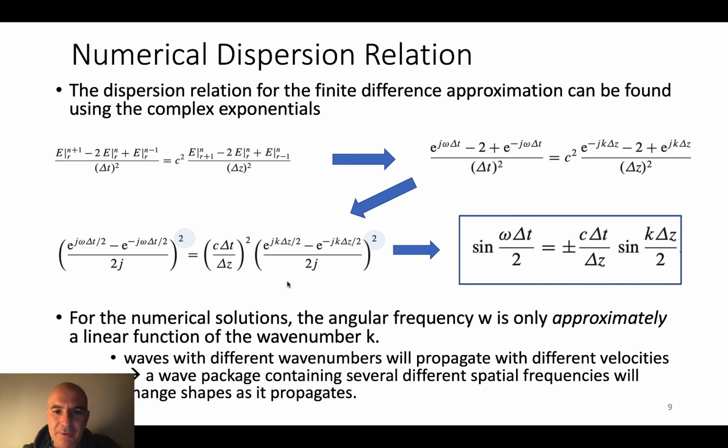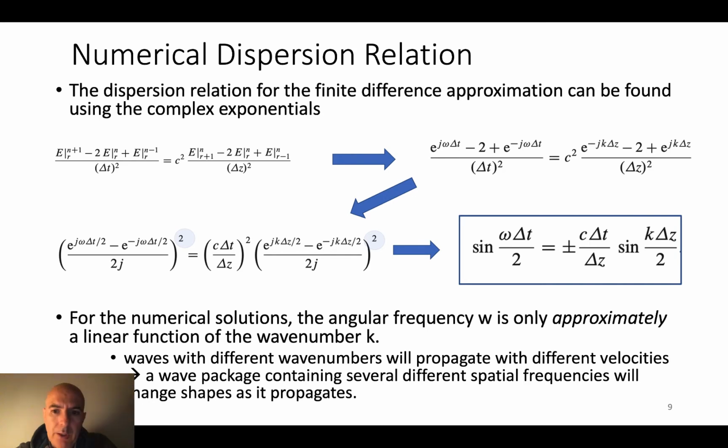So for the numerical solution, the angular frequency omega is only approximately a linear function of the wave number k. So this is only linear if this factor here, c multiplied by delta t over delta z, is equal to 1, right? So if we apply our cosine here and here, this is 1. Here we will get omega equal to plus minus c multiplied by k. That is the analytical solution.